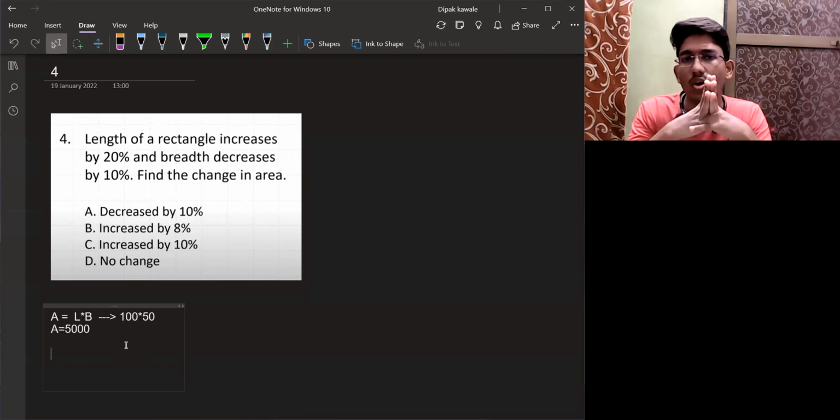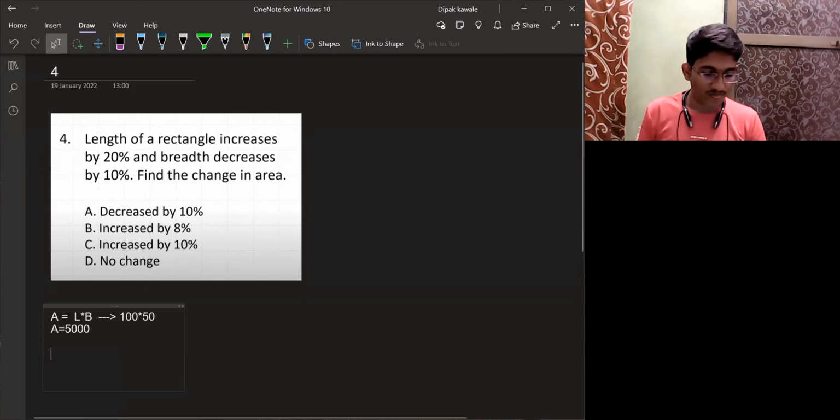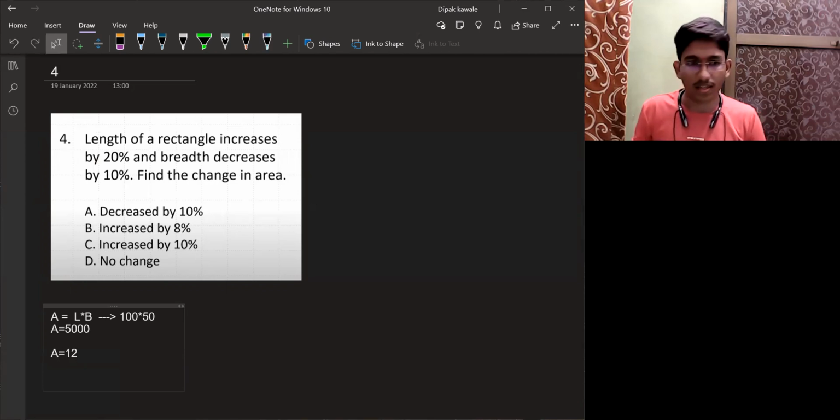Now tell me guys, what is 30% increase of 100? That is 130. Tell me guys, if increase percentage is 90%, then value will be 190. So similarly, now our increased value of length is 120.